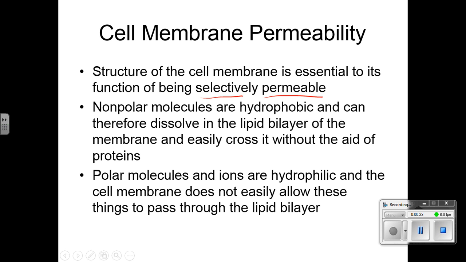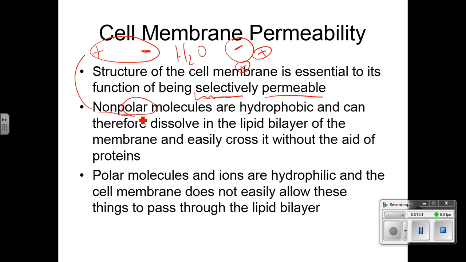Remember, selectively permeable means that certain things are allowed through the membrane and certain things are not. The membrane itself selects for what it allows across the membrane. Remember, polar means that one end of the molecule is slightly positive in charge and one end is slightly negative. An example of this is water, where the oxygen atom is slightly negative in charge and the hydrogen atoms are slightly positive in charge. That's what polar means.